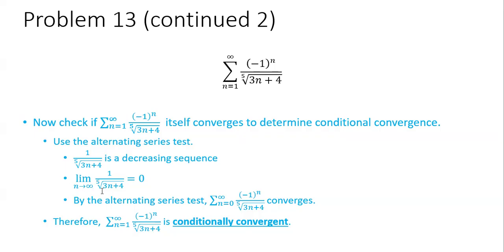And if we take the limit as n goes to infinity of this guy, it's 0. So by the alternating series test, this guy converges. Therefore, since the absolute valued version diverged, but this non-absolute valued version converges, it's conditionally convergence. Okay? And that's it for this problem set.